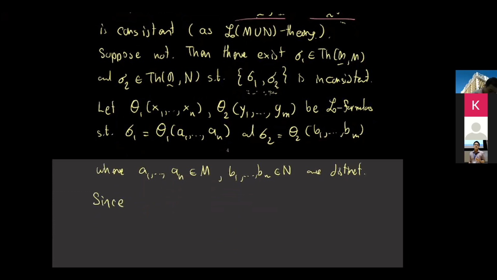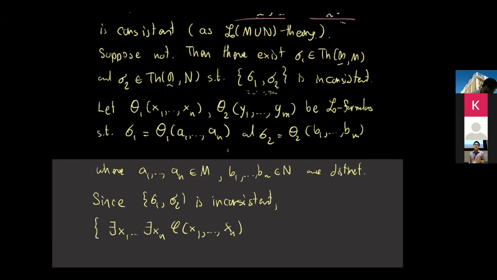Here, since we know that sigma 1 and sigma 2 are inconsistent, right? Then you also know that there exists x1 up to there exists xn, theta 1, and there exists y1 up to there exists ym, theta 2, y1 up to ym, is also inconsistent.